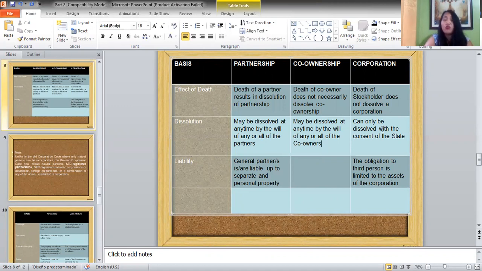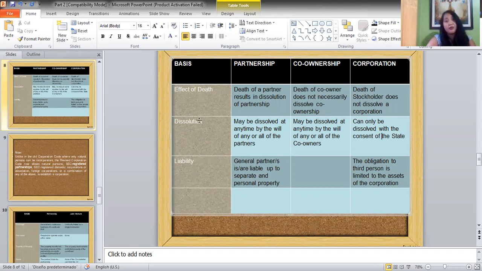Corporation can only be dissolved with the consent of the state. Hindi basta-basta, class. Kasi nga, corporation, it is created by operation of law. So, hindi mo rin siya basta-basta mabubuwag. Maraming at stake, kaya involved dito ang state.